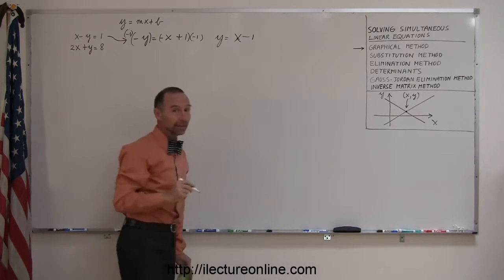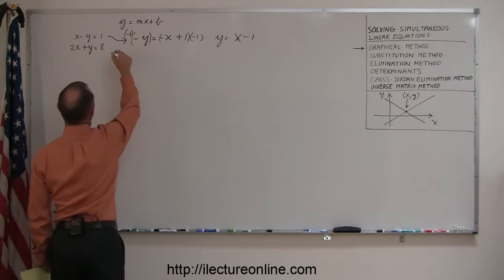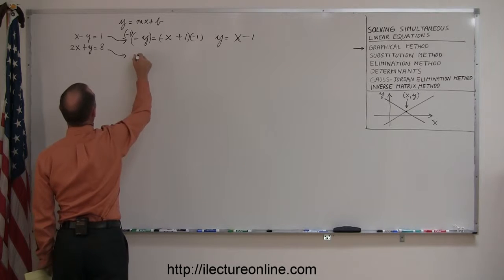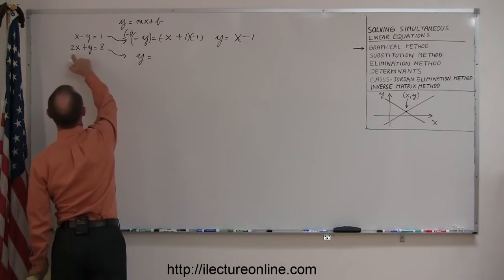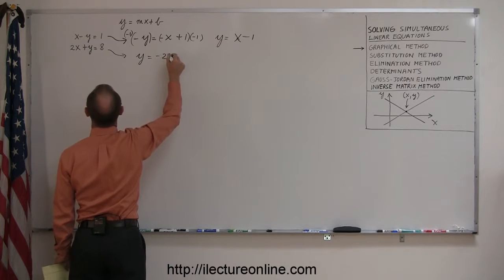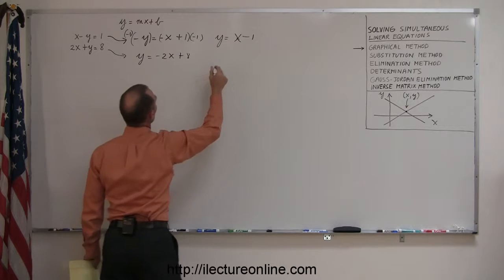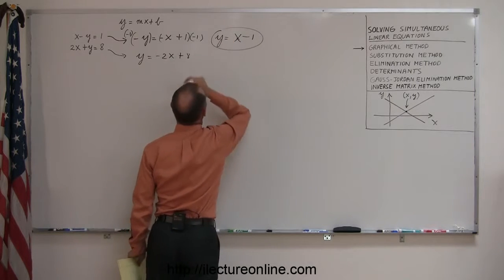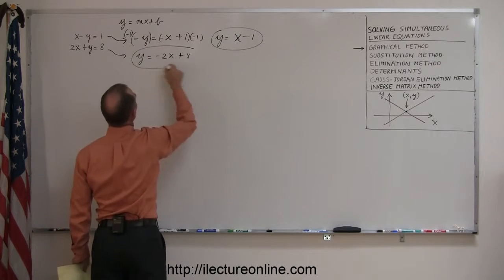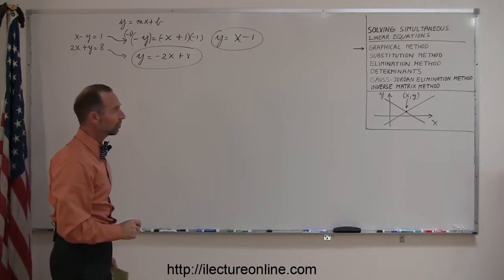All right. Now I'll take my second equation. Here all I have to do is move the 2x across. So I end up with y equals, again, when I cross the equal sign the sign changes, 2x becomes minus 2x plus 8. And so now I have my 2 equations, y equals x minus 1 and y equals minus 2x plus 8. So the next thing I'm going to do is graph both of these equations.